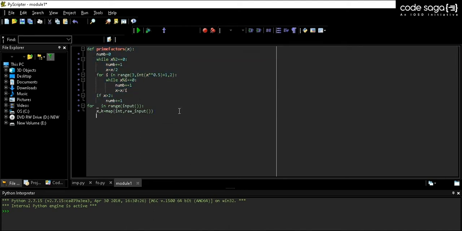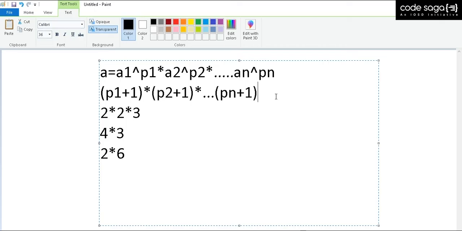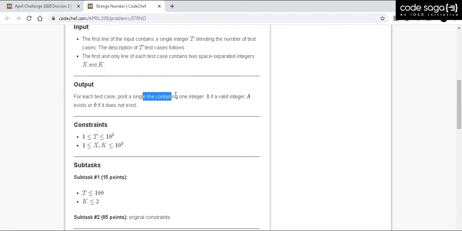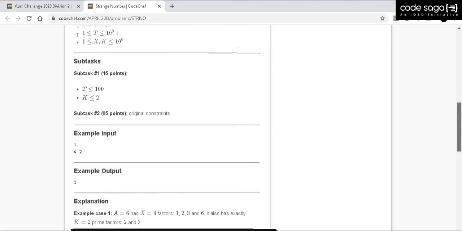So we'll take h equal to prime factors of x. Now as I explained to you earlier, this here can be shown as a factorization of x, and it will have k elements. So if the prime factorization of x has greater than or equal to k elements, it can be shown as a product of k primes. So we'll see if h is greater than or equal to k, we'll print 1, the number can exist, else we'll print 0. And that's what you have to print here. For each test case, print a single line containing one integer if a valid integer a exists, or 0 if it does not.